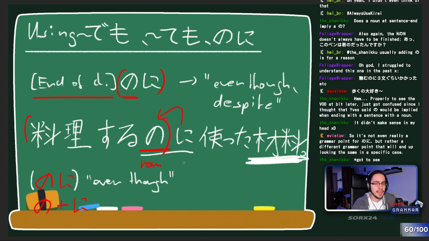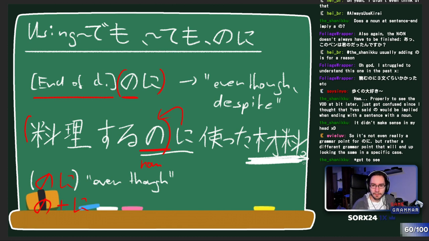So you just have to be able to kind of tell. Because in this sentence, 料理するのに使った材料, it does not make sense for it to be "even though." 料理するのに使った材料, "even though I cooked, I used ingredients." That just doesn't really make sense, right? So it's one of those cases where if things don't make sense, try a different approach. I really wanted to mention it because it's very confusing. But you'll see both and you will eventually get used to it, hopefully.